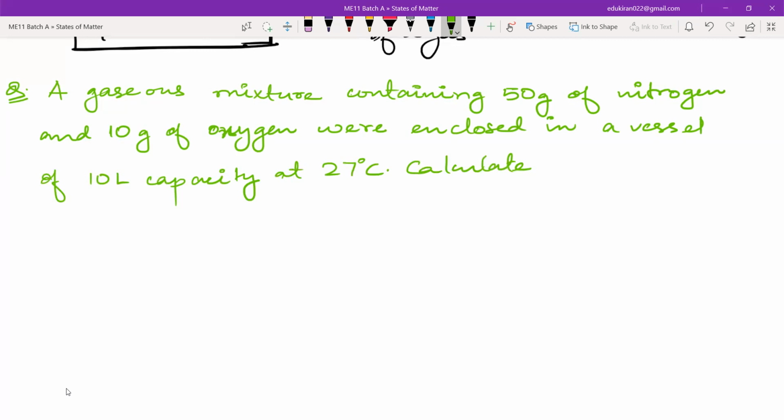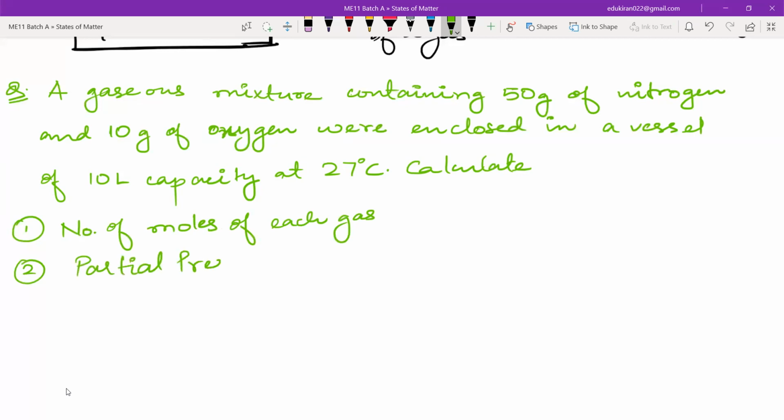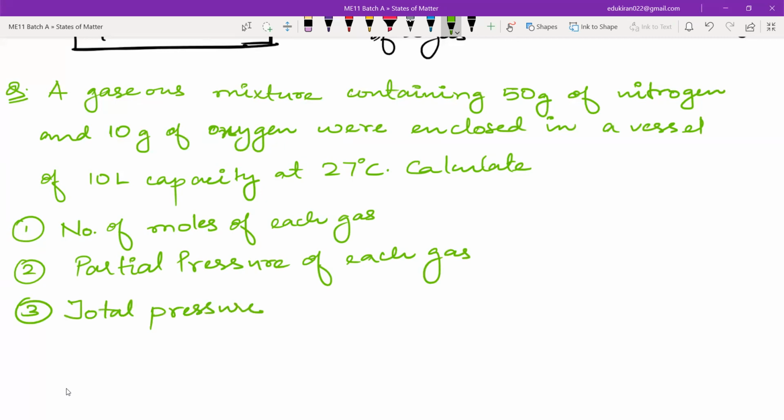Calculate a few things. Number one, the number of moles of each gas. Second point, partial pressure of each gas. And third point, total pressure of the gaseous mixture.